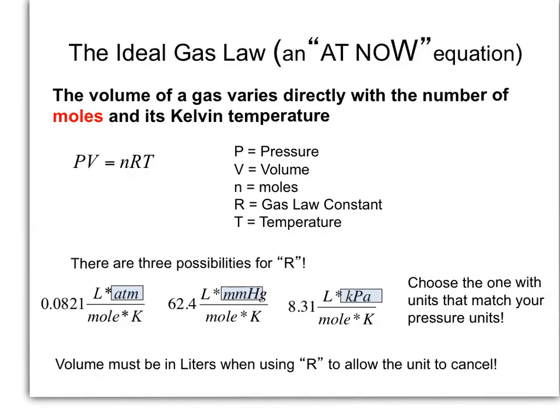The last of our equations is called the ideal gas law equation, and I like to call it an at-now equation. It's not one where we're going to be comparing before and after variables. And it's also one of the first ones that we see where pressure, volume, moles, and temperature are all combined, and we'll be solving for a missing piece. Now you'll notice in this equation, PV equals nRT, which is the ideal gas law equation, there is an R value. And that R value is new for us, and that is actually called a gas law constant.